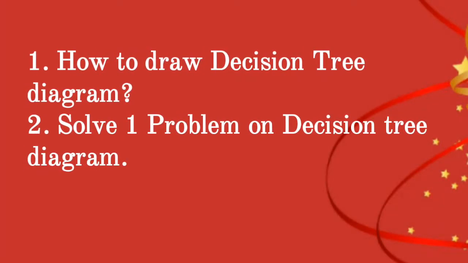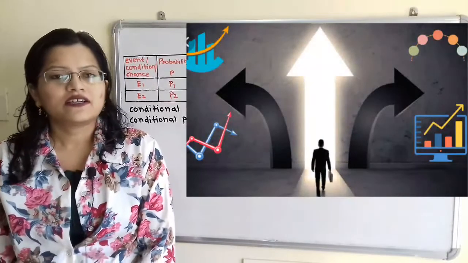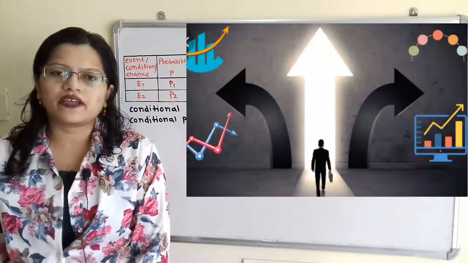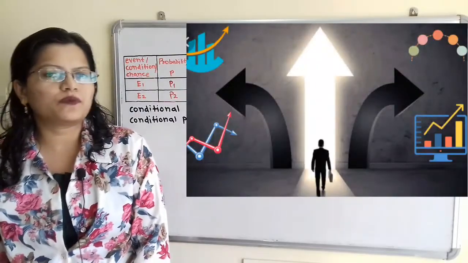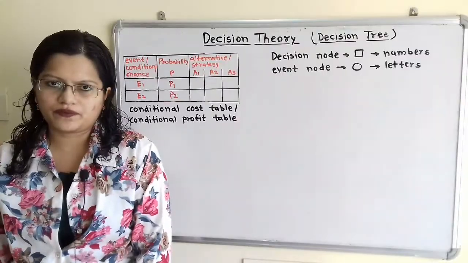First question, how to draw decision tree diagram. Second question, solve one problem on decision tree diagram. Decision tree is the graphical representation to plot the different events with alternatives.